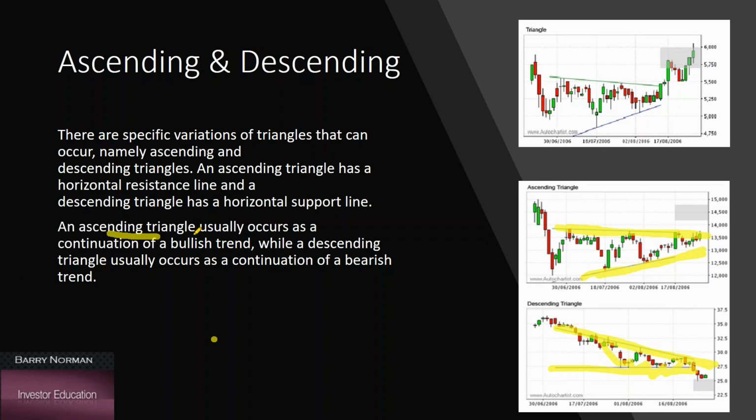So an ascending triangle usually occurs as a continuation of a bullish trend. That means an uptrend, where a descending triangle usually occurs as a continuation of a bearish trend.